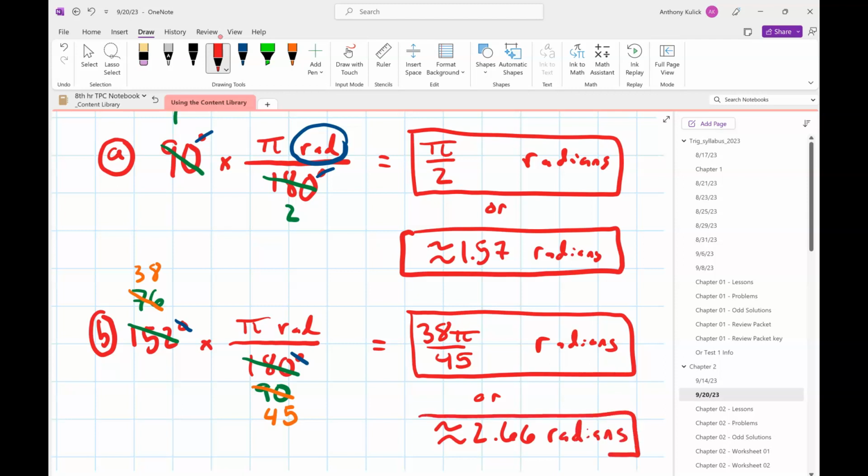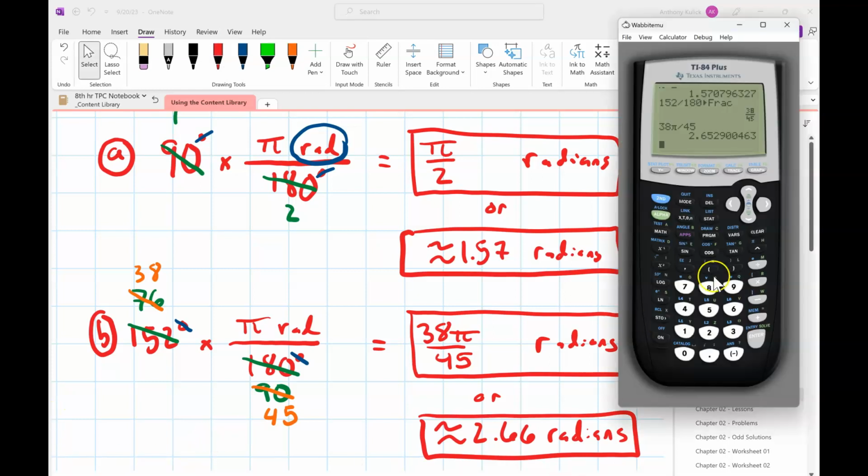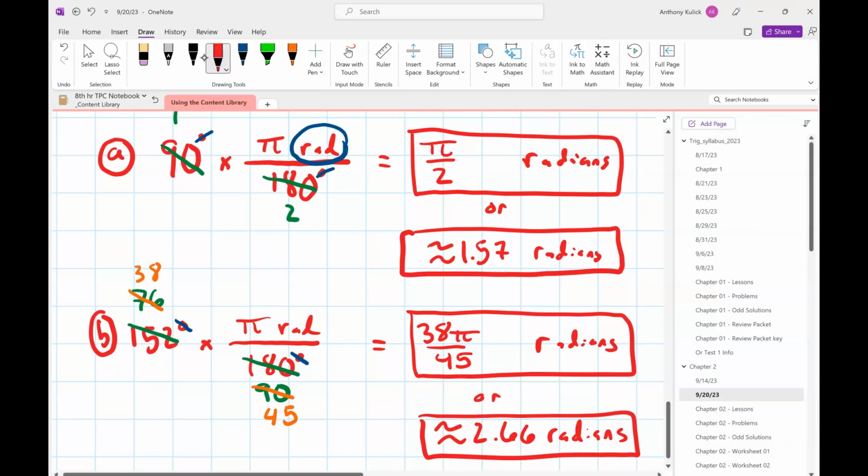How did I add the pi on? I pressed second and the caret symbol here. See above it in blue is the pi symbol. Is that what you wanted? Okay, cool. Just making sure.